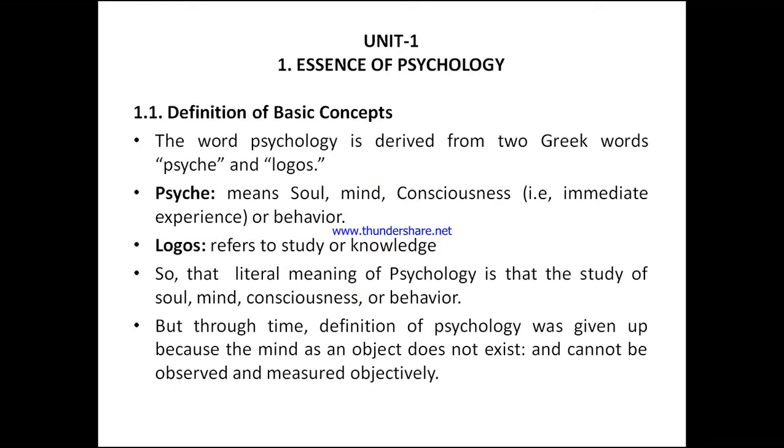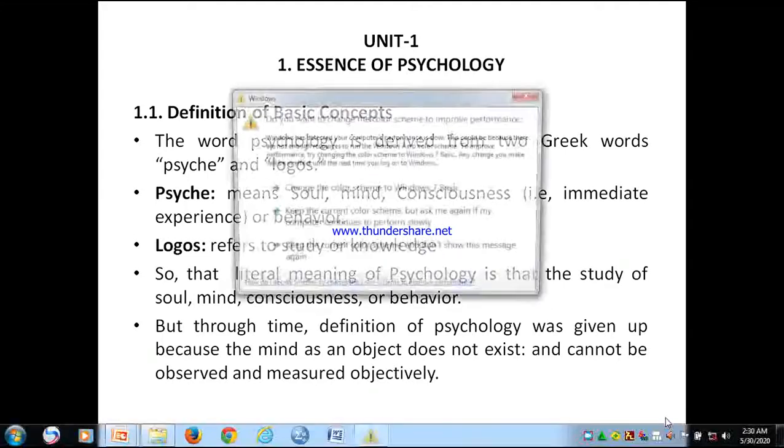The other term is logos. Logos refers to the study or knowledge. So together, the literal meaning of psychology is the study of soul, mind, or consciousness and behavior. Based on this definition, we cannot say psychology is a science, because as a science, we cannot prove soul, mind, or consciousness. Our soul is not measurable or observable, and it is not something that we are able to prove. So, what is the scientific definition of psychology?